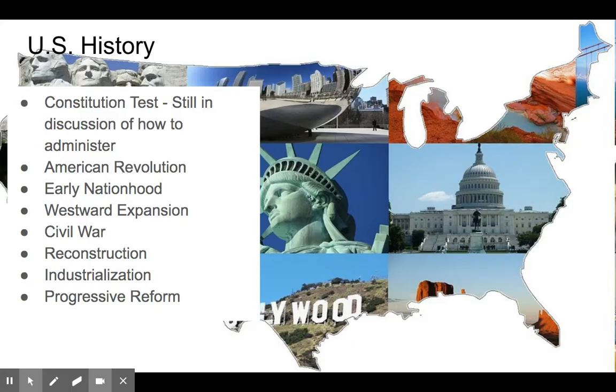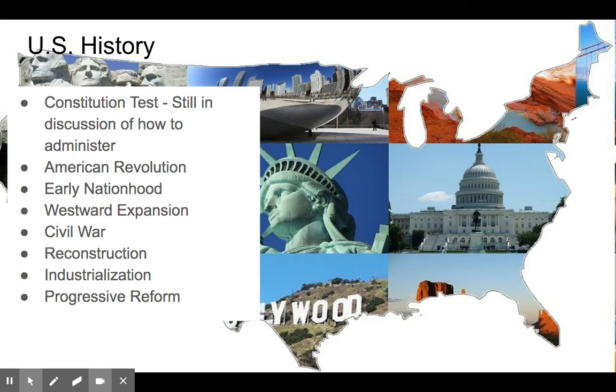Okay, U.S. history. Constitution test, the biggie. We are still in discussion of how to administer a test. We are definitely going to have our rigorous Constitution unit, and we will have some form of assessment. We're not sure we can still do the test the way we did it in the past over distance learning. Typically, that test is that first week in November, right before report cards.